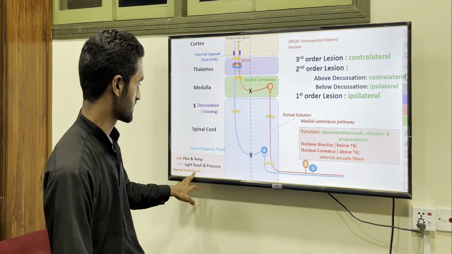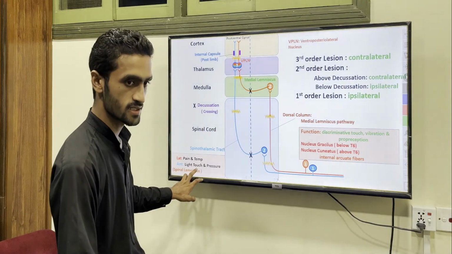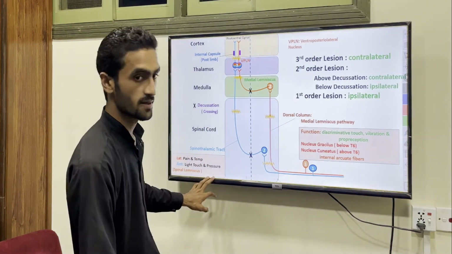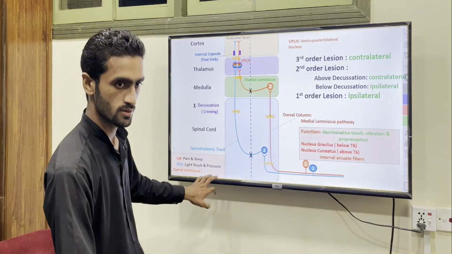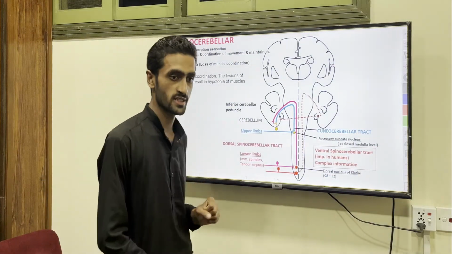So the function is clear. Pain and temperature are for the lateral tract. You can differentiate light touch, crude touch, discriminative touch, and pressure. Can we move forward? Yes, sir. So now come to the spinocerebellar.